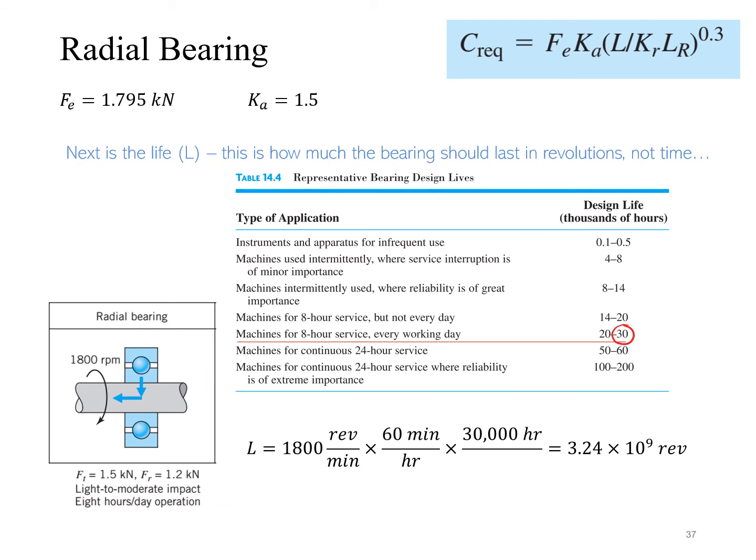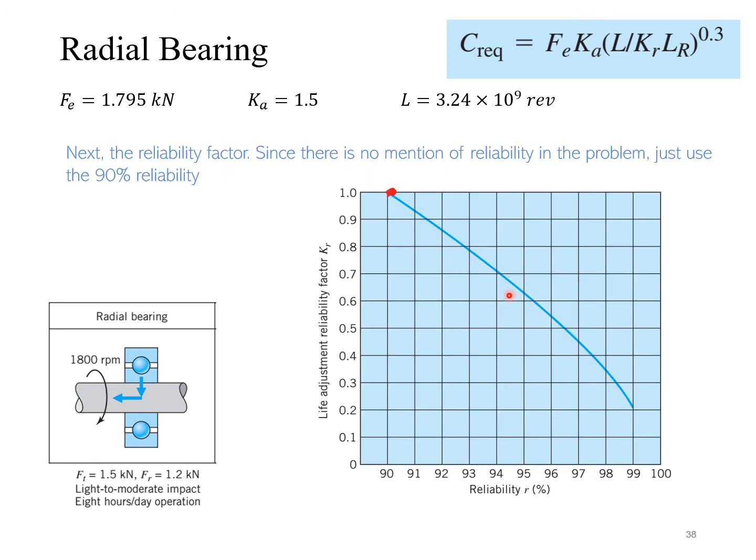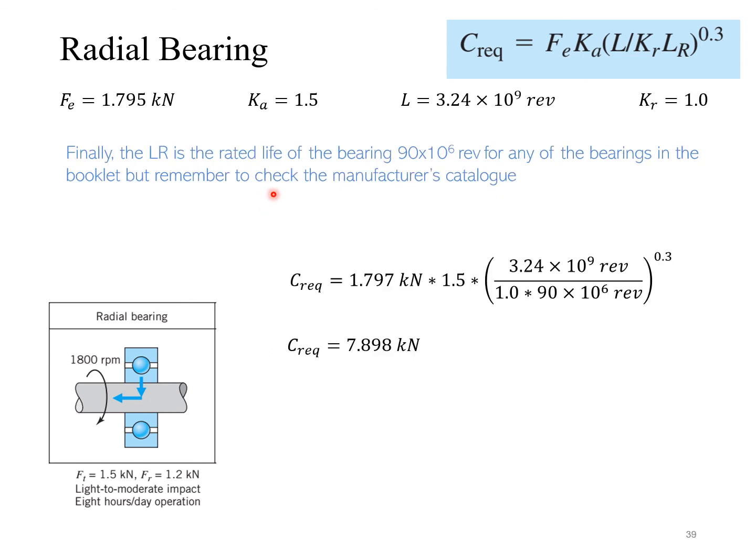And just like last time, we also have to specify the life in revolutions. It's still the machine that's working for 8 hours, so the calculation is exactly the same. The RPM of the bearing times 60 to convert to revolutions per hour, times the number of hours that we want for that design life. So we get 3.24. The number doesn't change. It's the same one as the previous one. And we'll also assume a reliability factor of 1, which means we're just going to go with the standard reliability. We plug all the values into the equation over here for capacity, and it gives a capacity of 7.898 kilonewtons.